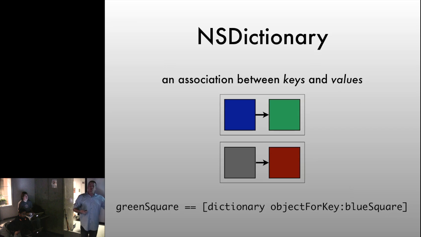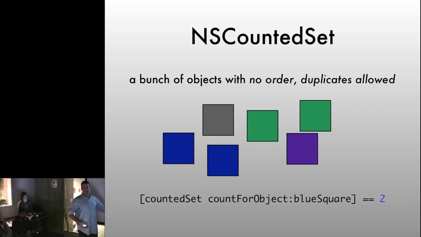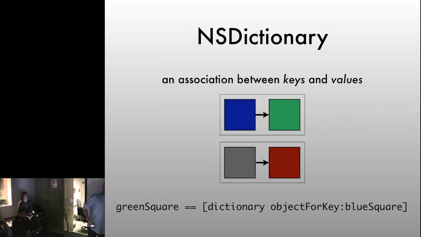The way you pull a value out for a key-value pair is dictionary is the target. This is an instance of a dictionary, just like these other ones were instances of counted sets and instances of sets. objectForKey is the message. You pass in the key object, and it will return you back the object that's associated, the value of the object that's associated with that key.